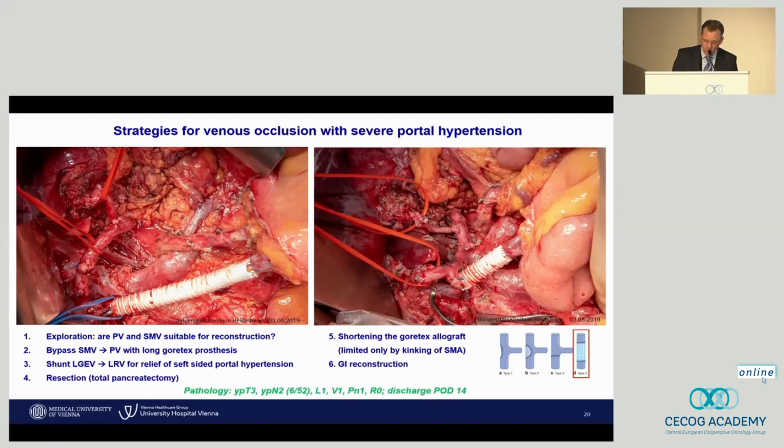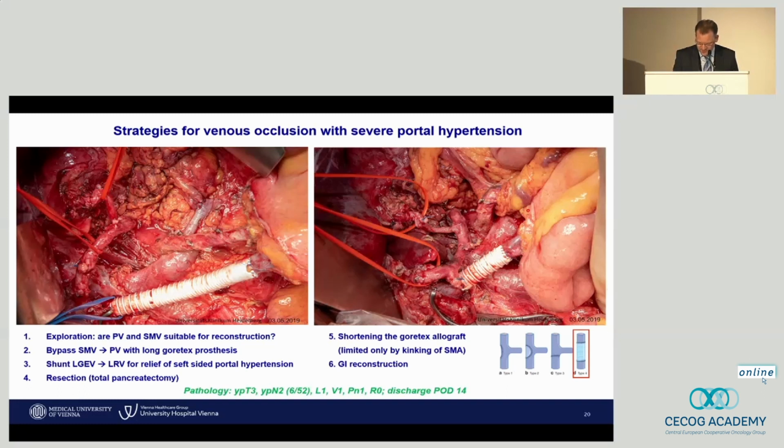You can see here the small bowel. You have no small bowel congestion, which used to be a problem before. Then making the reconstruction where you use the small bowel, with a high risk of morbidity with this technique, you have a low risk of morbidity.